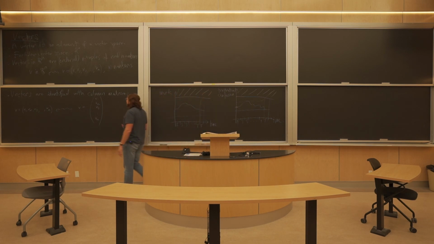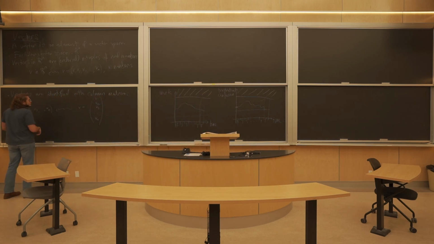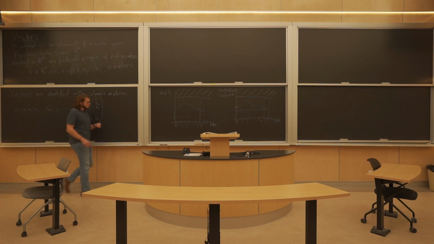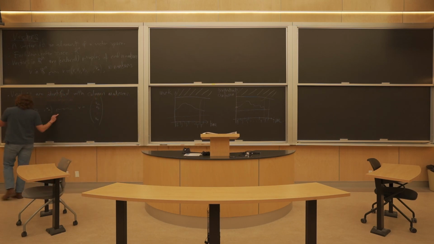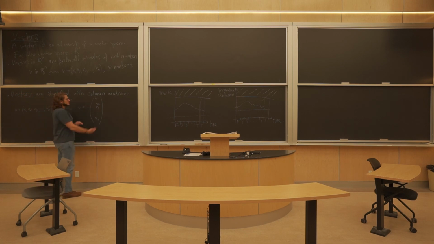Now later on, in a couple of weeks, we're going to discuss what this really means in a more formal sense. The word we're going to use then is going to be isomorphism. But for now, let's just think of it as identified. So I can store a vector as an ordered tuple, or I can store it in a column matrix like this.